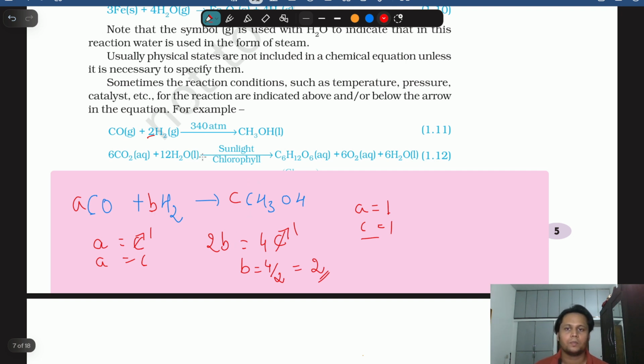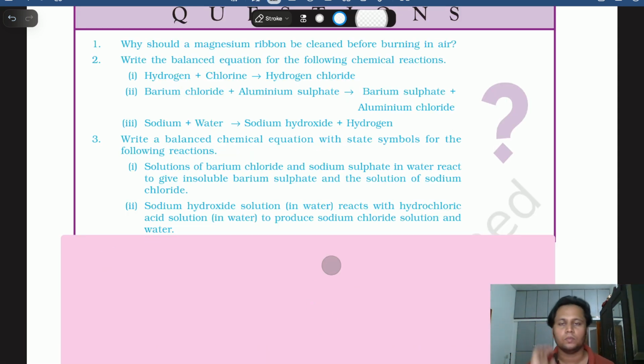So this is pure mathematics. Mathematics will never fail. Your guessing work can fail sometimes, but mathematics will never fail. So we'll try to solve a few more examples, and we'll try to solve this question table.